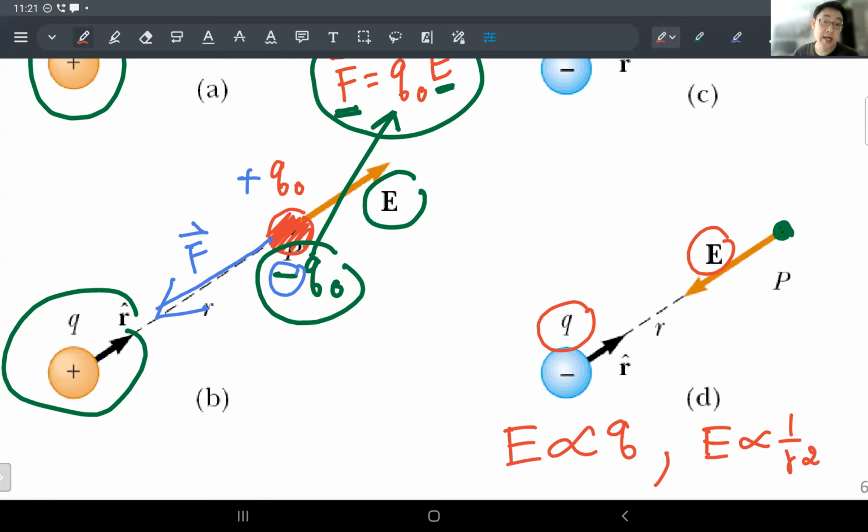So the further away from the charge, the field diminishes by the r squared factor. It's an inverse square law, just like what you saw in gravitational fields. And that's the hope of a grand unifying theory by physicists.